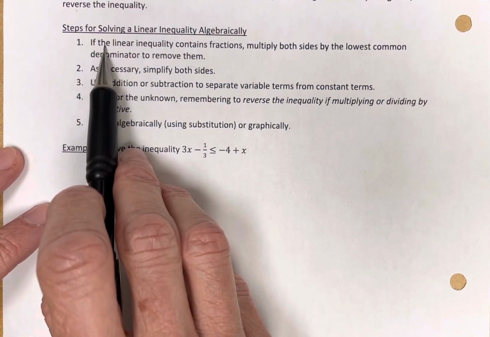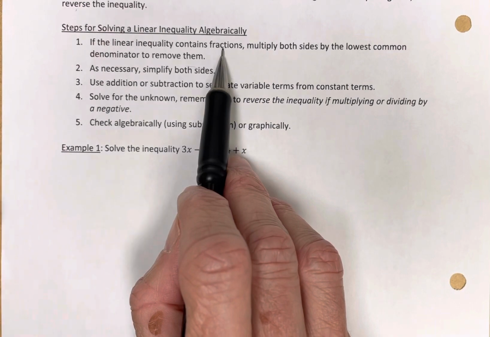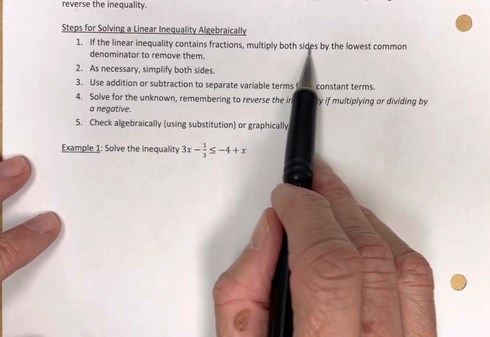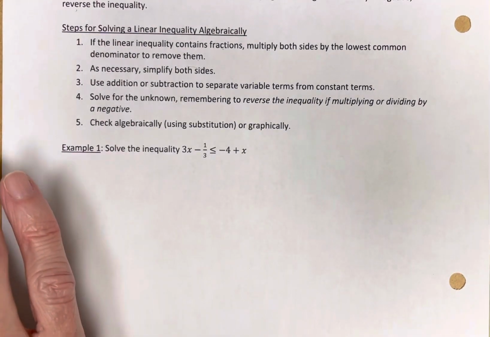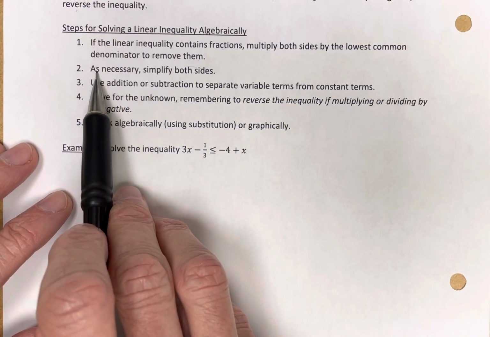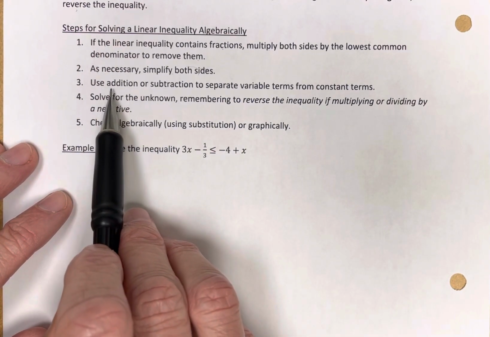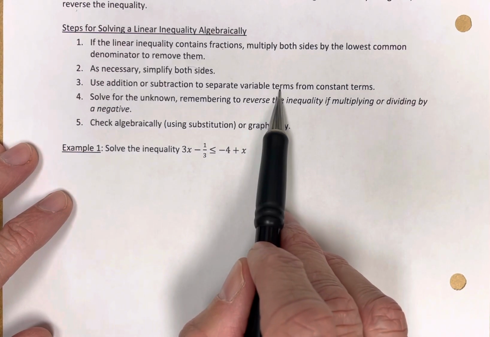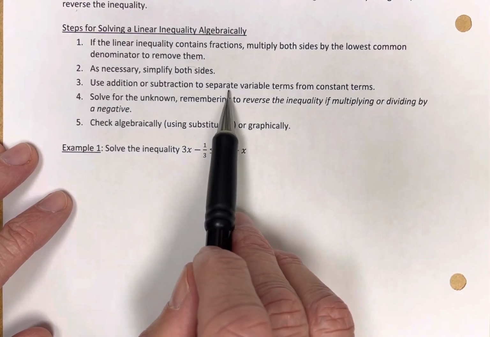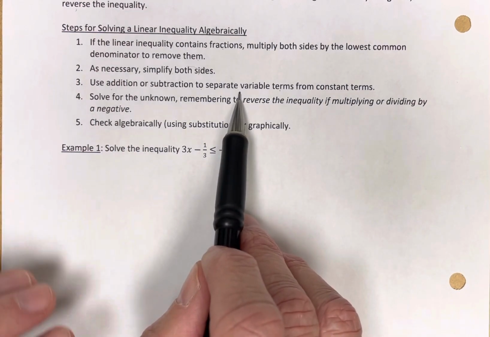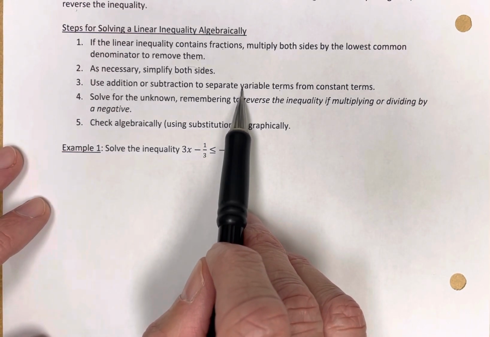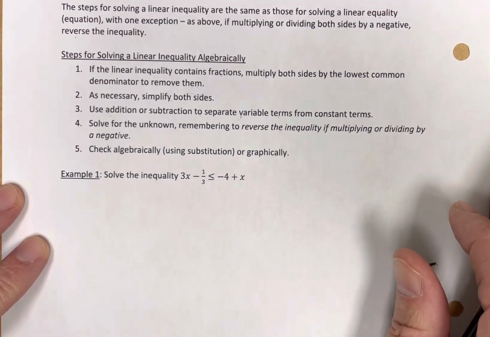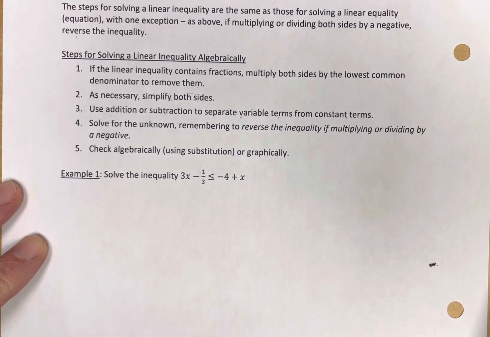Okay, so steps for doing this. If the linear inequality contains a fraction or fractions, you multiply both sides by the lowest common denominator so that you're not dealing with fractions, so you're only dealing with integers. That makes your life much easier. As necessary, simplify both sides. Use addition or subtraction to separate your variables from your constant terms. In general, I like to keep my variables on my left. However, what's most important to me is I like to keep my variable term positive so I don't have to worry about this exception right here.